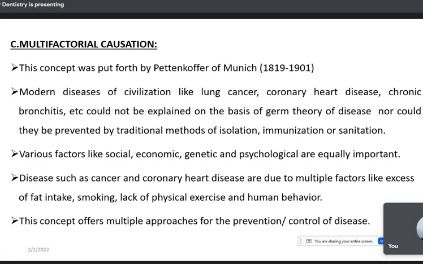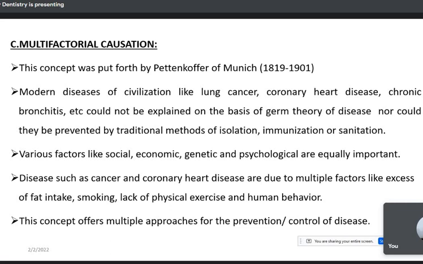Similarly, regarding coronary heart disease or cardiovascular diseases, there are many factors. Excessive fat intake, if you are having a diet which is rich in fat, or if you are a smoker, if you do not have proper physical exercise, you are having a sedentary life, just sitting, just sleeping, not doing any physical activity, that will also predispose you to coronary heart disease. So whenever a disease has many factors associated with it, that is what is explained by multifactorial causation.